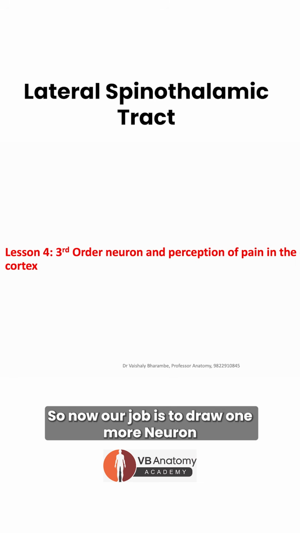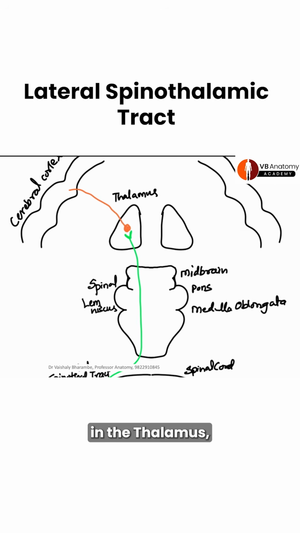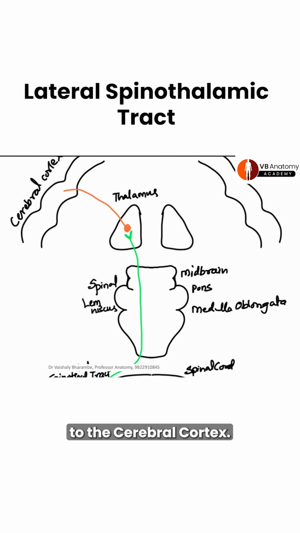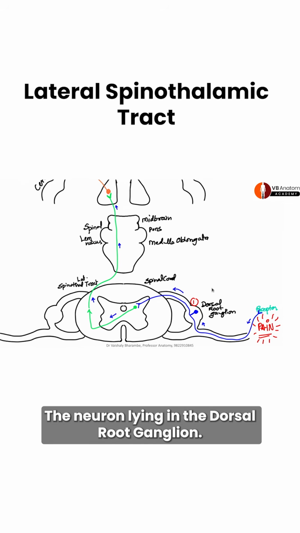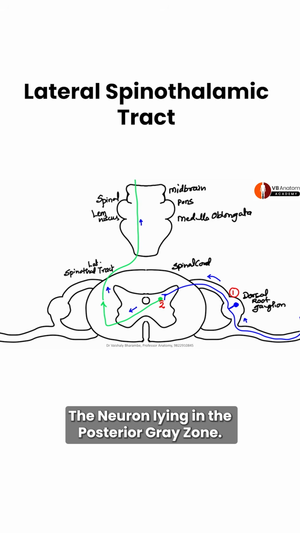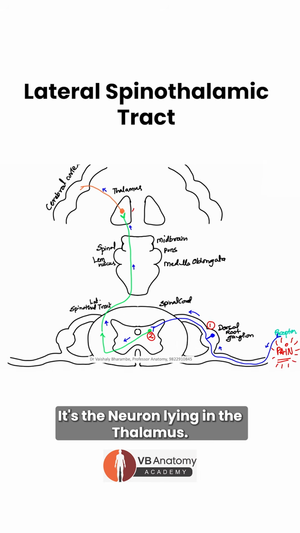So now our job is to draw one more neuron. So you can see how there is a neuron in the thalamus, the axon of which is traveling to the cerebral cortex. Who is the first order neuron? The neuron lying in the dorsal root ganglion. Who is the second order neuron? The neuron lying in the posterior gray horn. Now who is the third order neuron? It's the neuron lying in the thalamus.